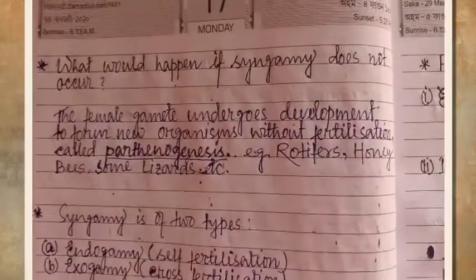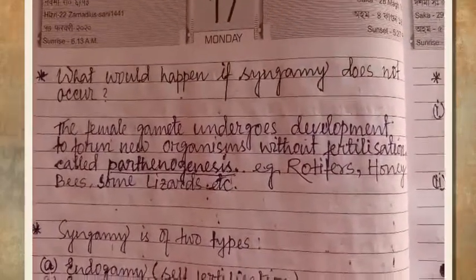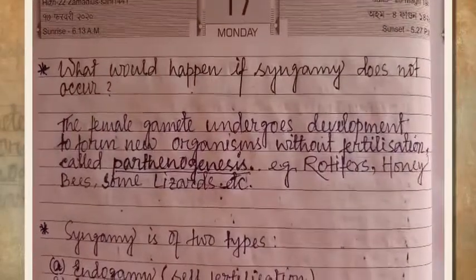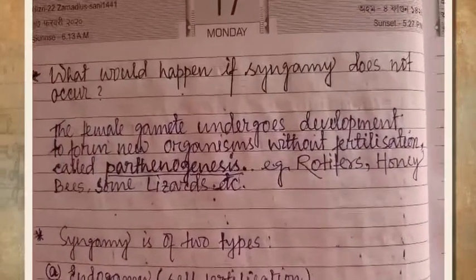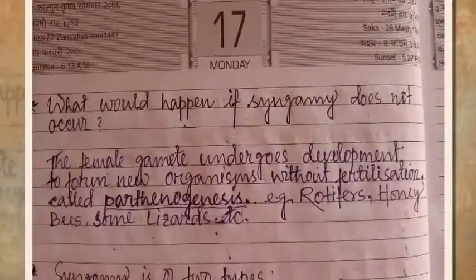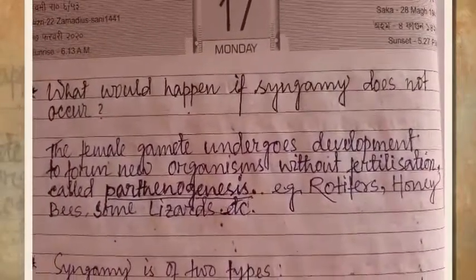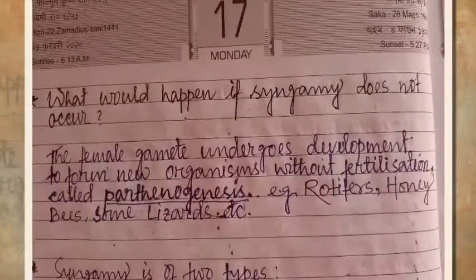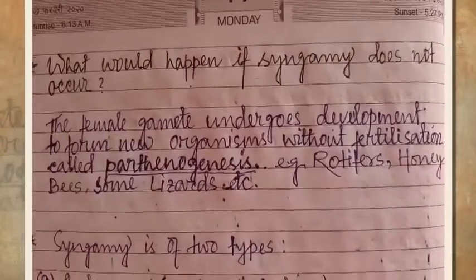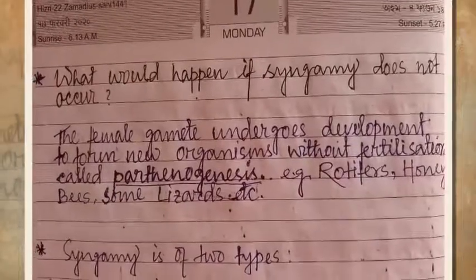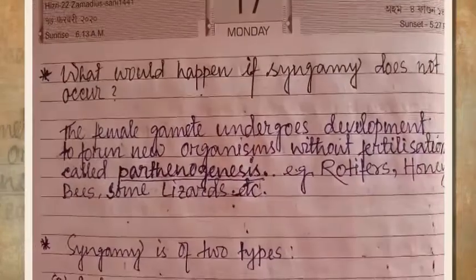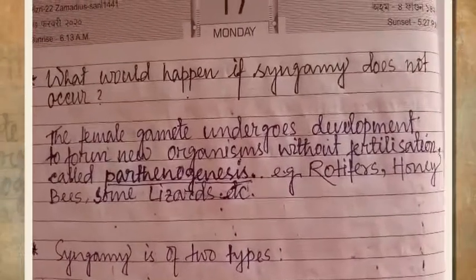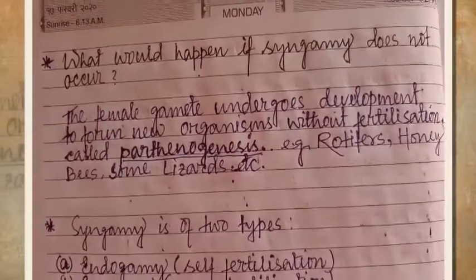Now, what would happen if syngamy does not occur? The female gamete undergoes development to form a new organism without fertilization. The process is known as parthenogenesis, for example in rotifers, honeybees, some lizards, etc. So, without the process of fertilization, development occurring in some cases is known as parthenogenesis.